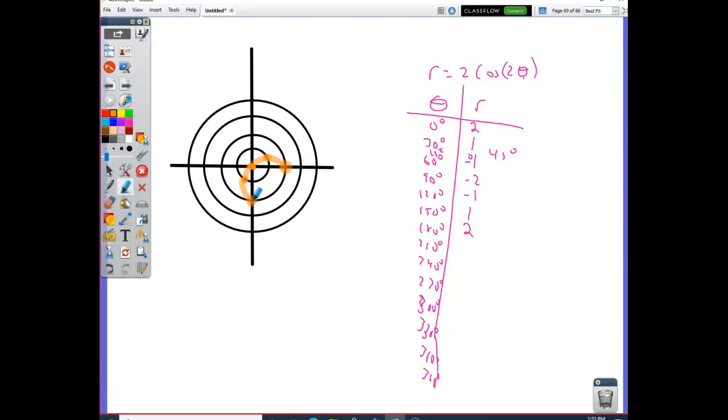Okay, at 120, I'm at negative 1. That puts me here. At 150, I'm at 1. Guess I'm going through the middle again.